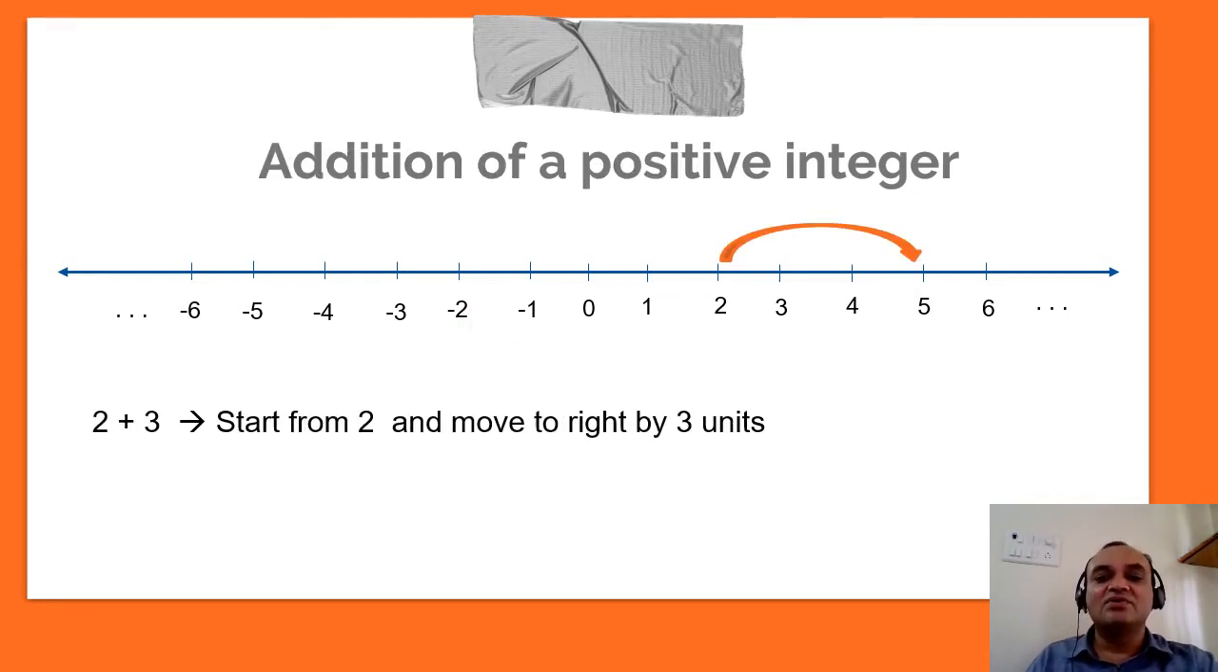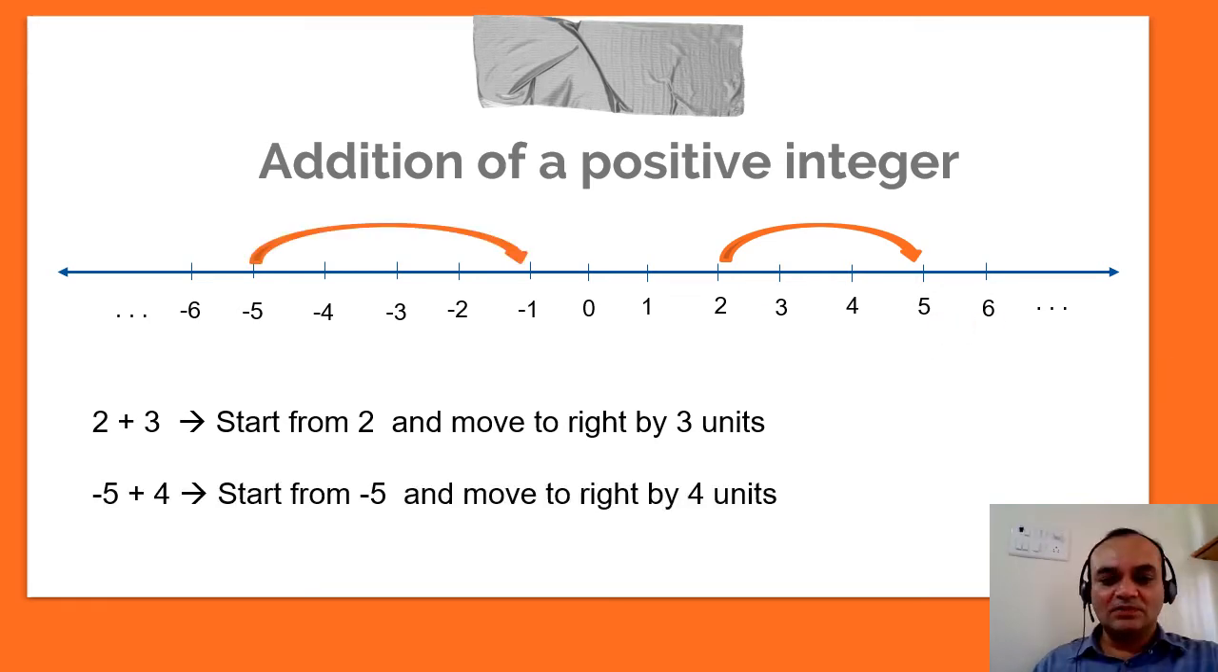So let's see how addition of positive integers is done. This is what we already know from natural numbers. So we want to add 2 plus 3. So we start at 2 and then we move 3 units to the right, and we reach 5. So 2 plus 3 is 5. This we all know. But what about adding a positive integer to a negative integer?